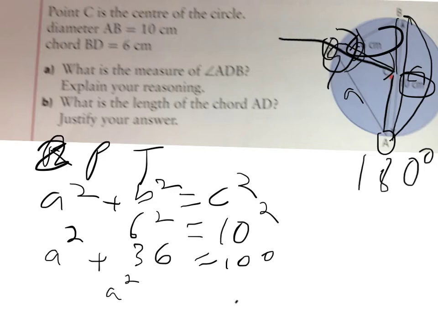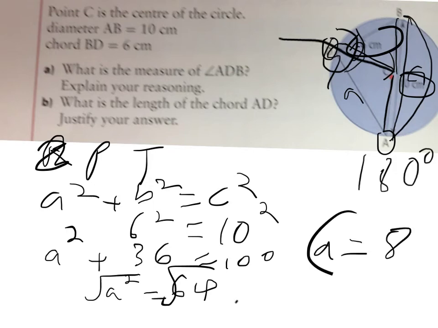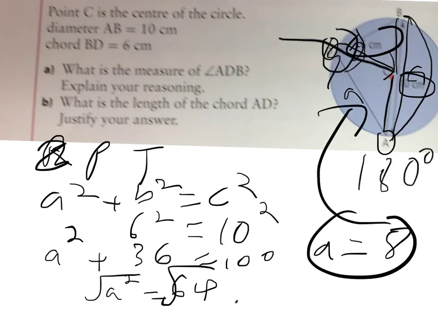What is it going to be? Minus 36 on each side. Yeah, exactly. So what's that going to leave you? 64. Right. And what's the square root? So to find out what A is, I've got to square root both sides. That cancels off the squared in the A. And what's the square root of 64? 8. Yeah. So this missing side here, the answer is 8.